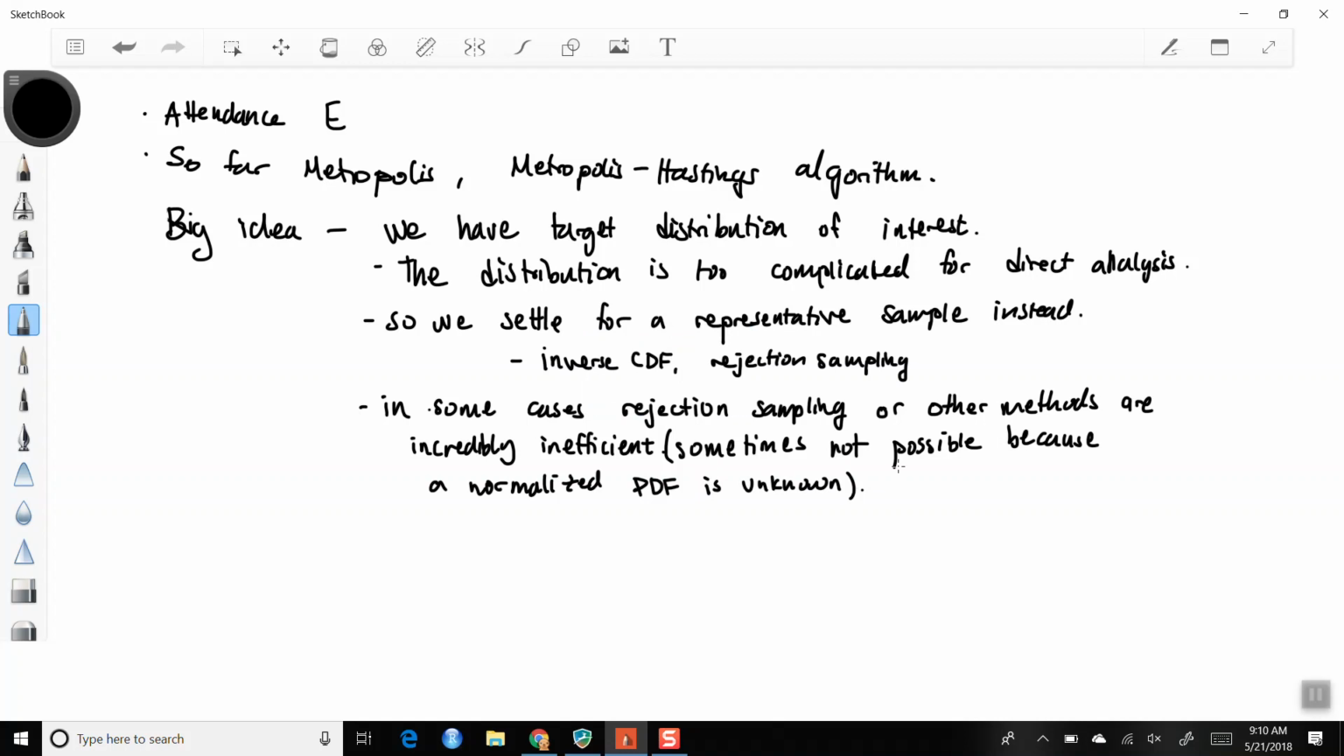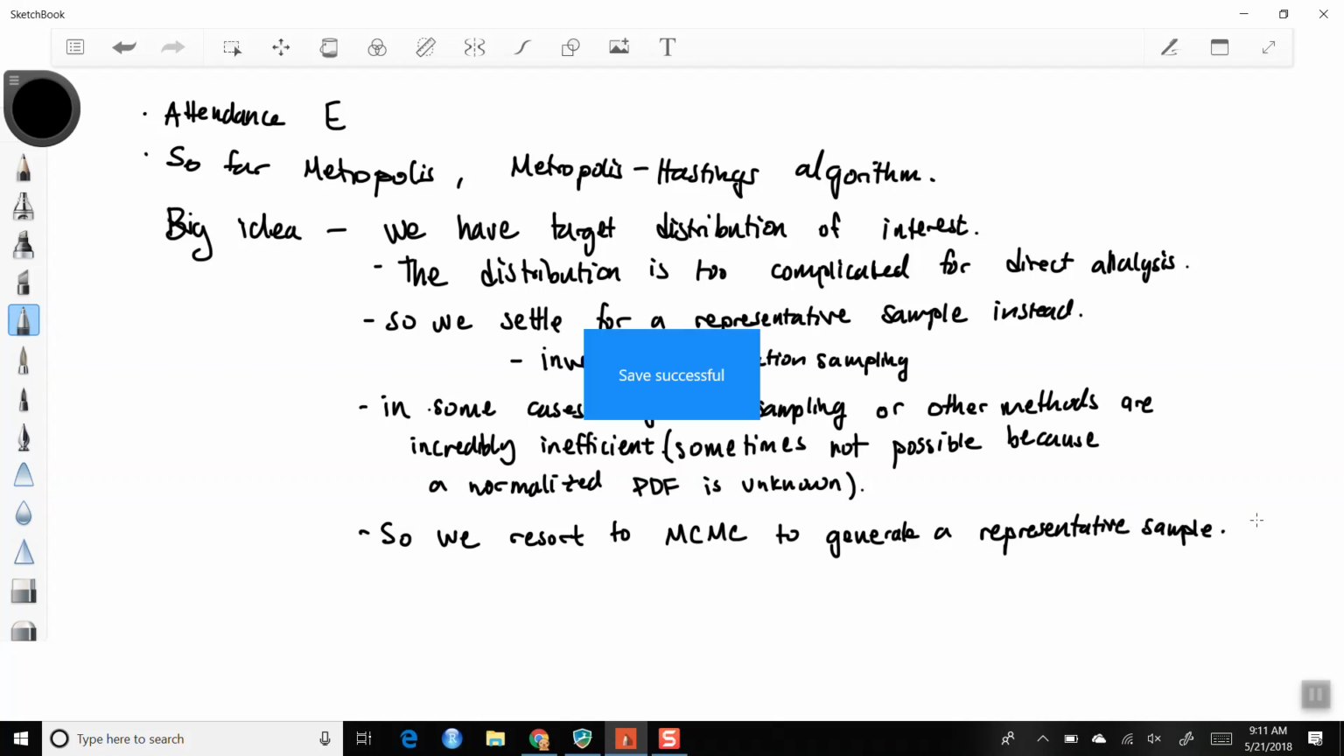And so it's kind of in these situations that we say, all right, let's try an MCMC method, right? Okay, so we resort to MCMC to generate a representative sample, okay? And it works.